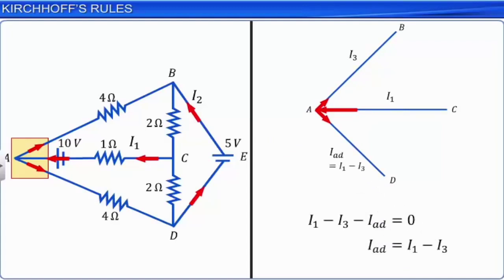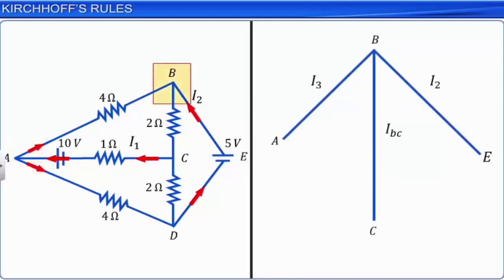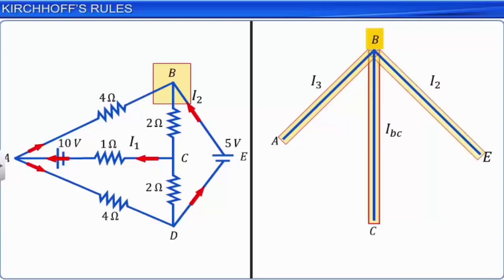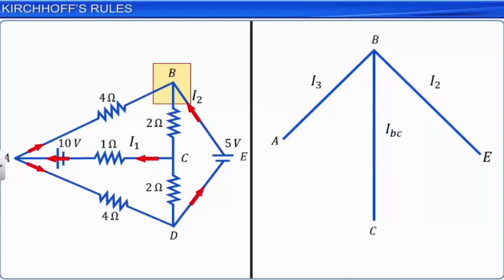Next, let us take the nodal point B. Three branches AB, EB and CB meet at point B. The currents in branches AB and EB are already labelled. We have to find the current in branch BC. Currents I3 and I2 are flowing towards point B. Therefore, the current in branch CB must flow out of the point. We now apply Kirchhoff's first rule to find the magnitude of this current.